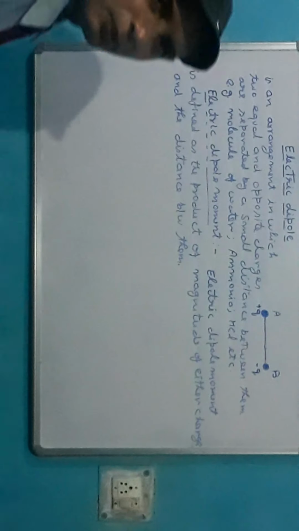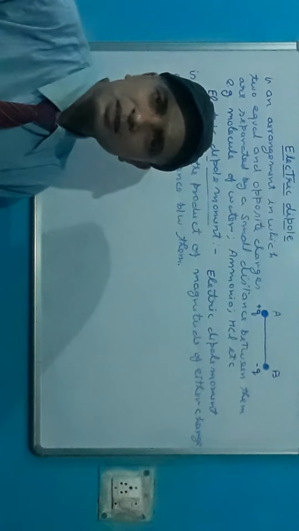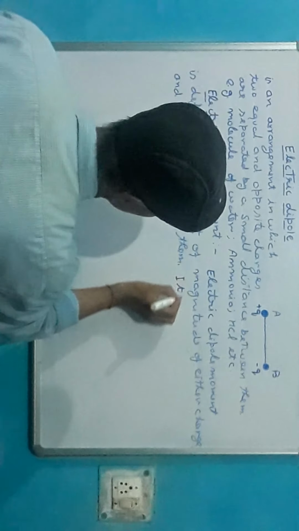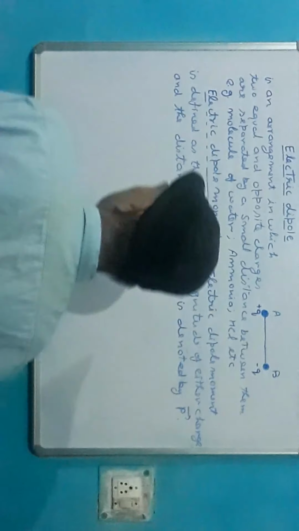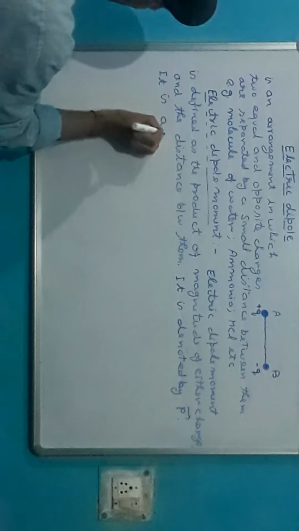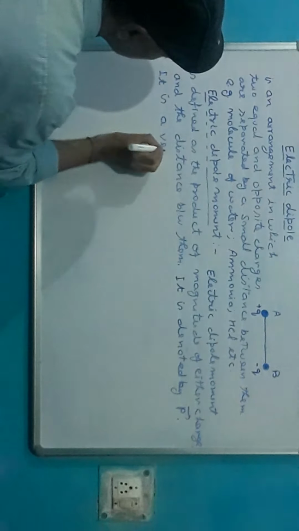So that is an electric dipole moment. Electric dipole moment of an electric dipole is defined as the product of magnitude of either charge multiplied by the distance between them. It is denoted by P. Actually, it is a vector quantity. Important thing is it is a vector quantity.